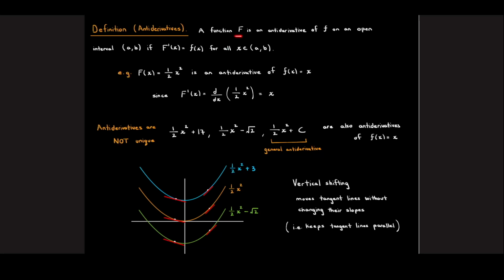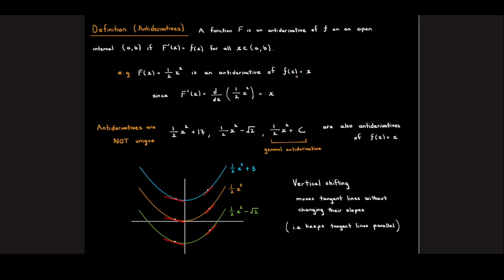A function capital F is said to be an antiderivative of a function lowercase f on some open interval (a, b) if capital F differentiates into lowercase f. Previously in differential calculus, we were given a function and we tried to differentiate it to get a new function. But now you're given a function and you want to go backwards. You want to figure out what function differentiates into this given function. That is called an antiderivative.